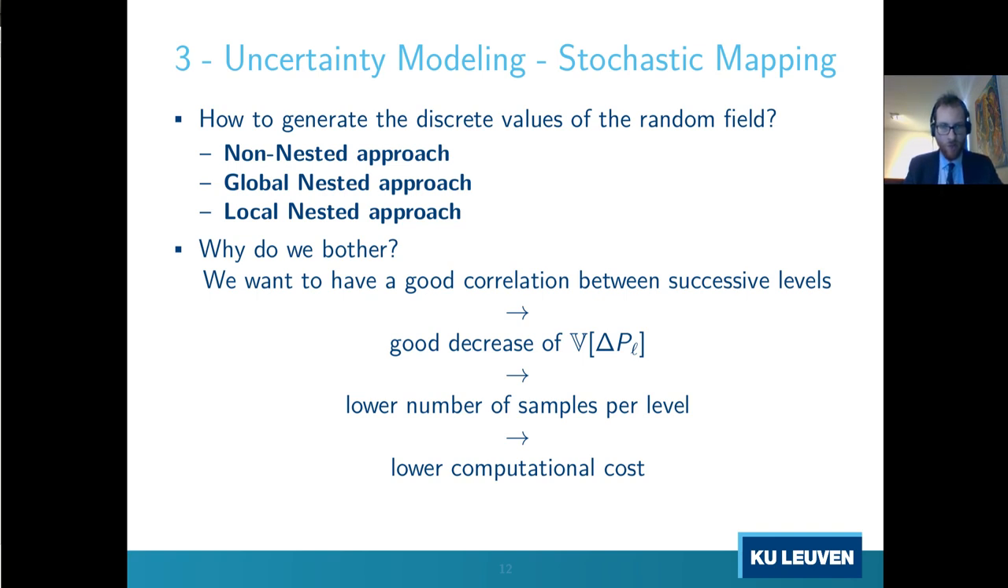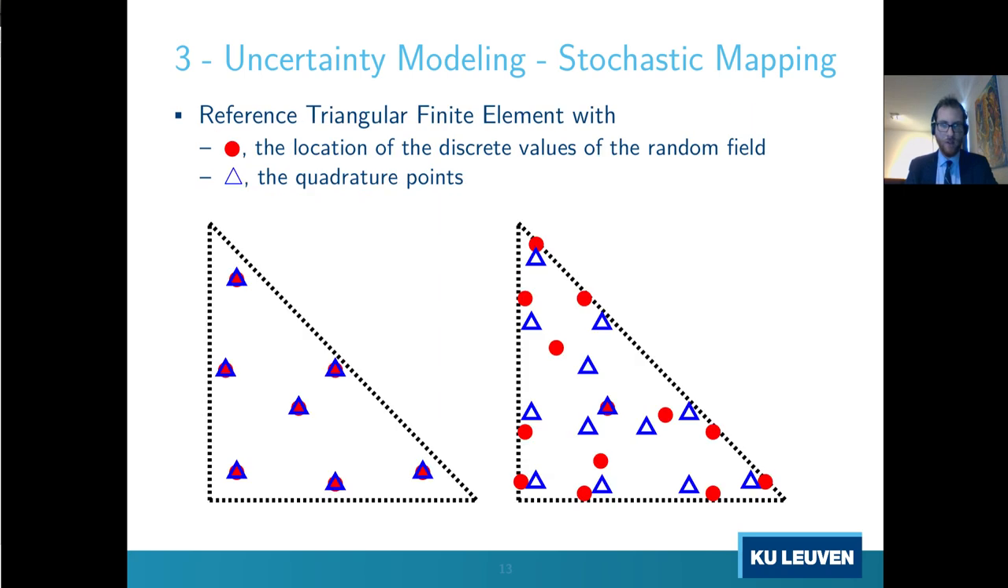Why do we actually bother with these approaches? The idea is we need to have good correlation between successive levels of the random fields. If we have this, then the finite element solutions will also be nicely correlated. This will lead to a good decrease of the variance of the difference of a quantity of interest, which will lead to a lower number of samples per level and a lower computational cost. So as you will see in the results, it's very important to make the right decision. This is just setting the stage, the convention I will use.